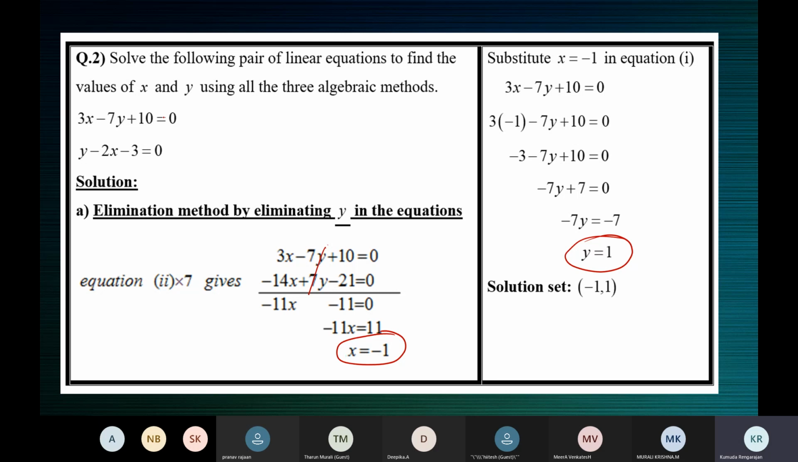Now here, you can rewrite the equations like this: 3x minus 7y plus 10 is equal to 0. And this equation, you should write it as minus 2x plus y minus 3 is equal to 0. You must place x under x and y under y. Place the x terms one below the other, y terms one below the other, and the constants one below the other.